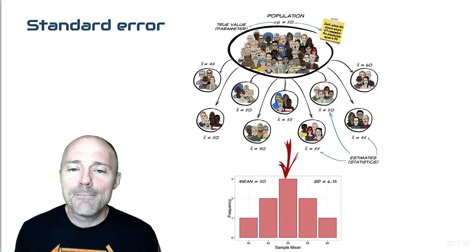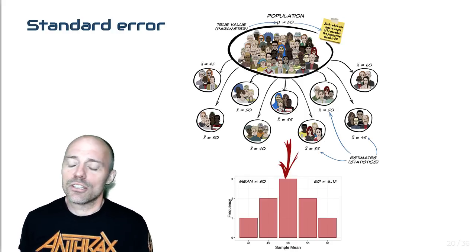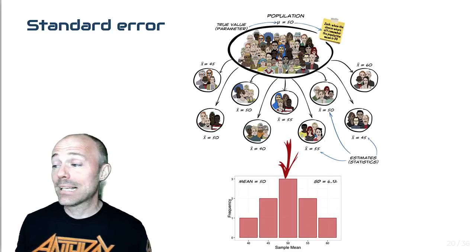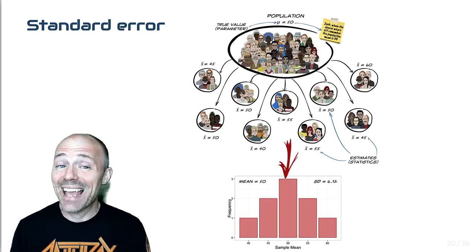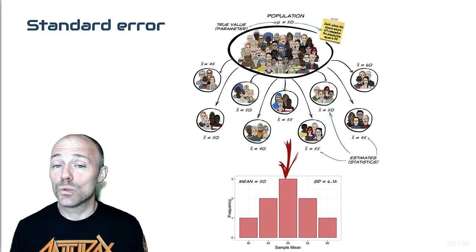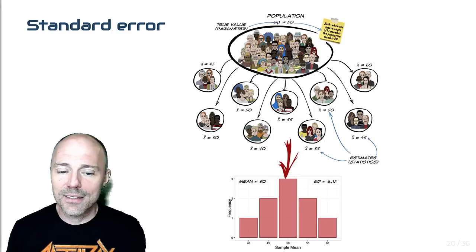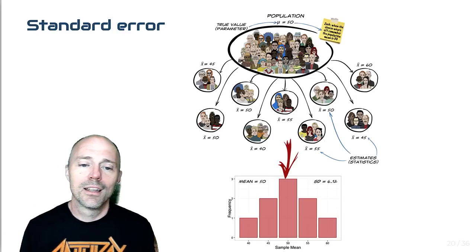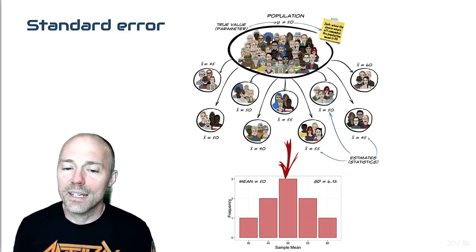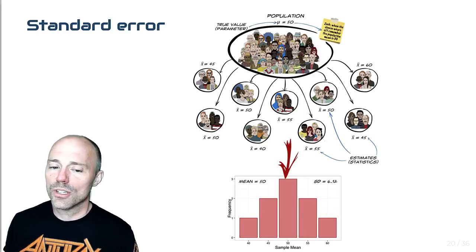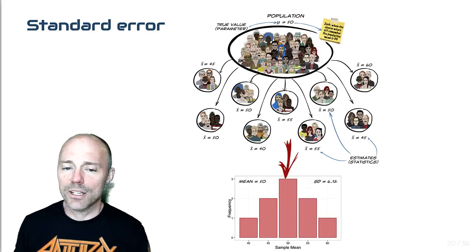But the thing is, if you were to take lots and lots of samples and you plotted the estimates in the samples, so in this case we took the mean in all the samples and we plotted a frequency distribution of the means, that's what the red plot at the bottom is, we would find that the middle of that distribution is the population value.